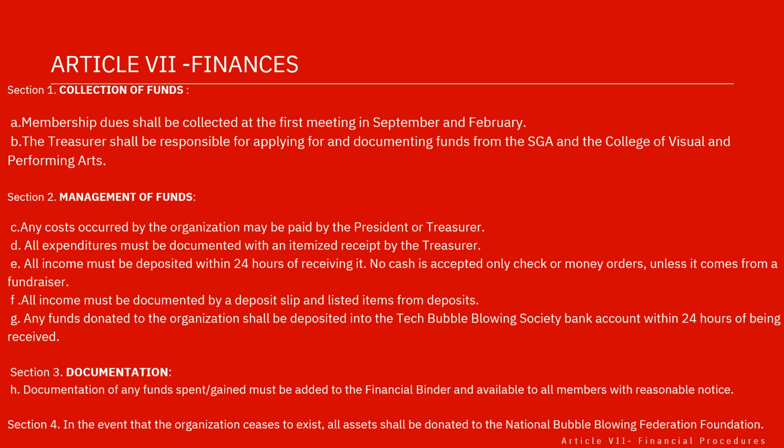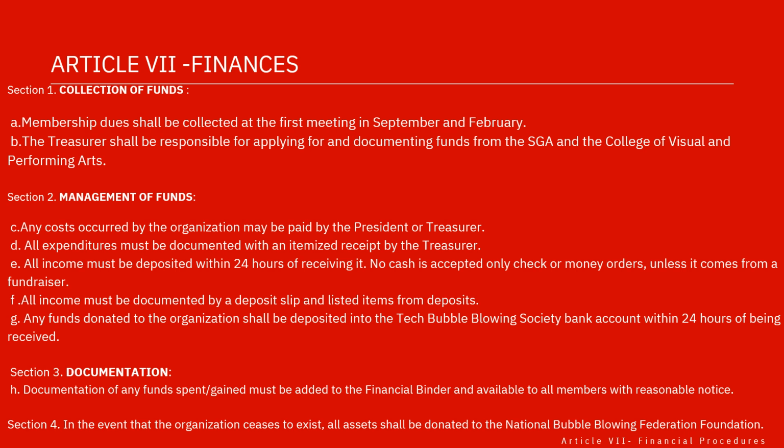Article 7, Finances. This is a very important section as well. For example, Section 1, we have an example of how the collection of funds will be handled, and further breaking it down into membership dues, as well as how and who will collect those funds and utilize them. Also, any additional funding opportunities. For example, for the Bubble Blowing Society we receive funding from Student Government Association as well as the College of Visual and Performing Arts.